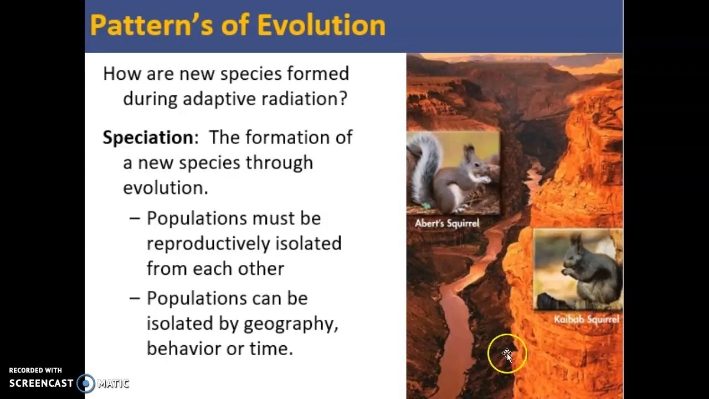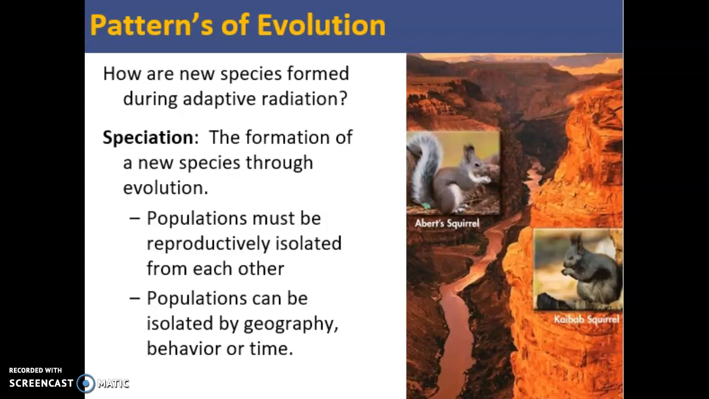Right? They can be separated by behavior. Right? There's a lot of birds that don't mate, not because they can't, but because they don't recognize each other's songs, or there's a bird called a bird of paradise that has these specific dances. And each species of bird of paradise has a unique dance. And that's what keeps those populations separated from mating.